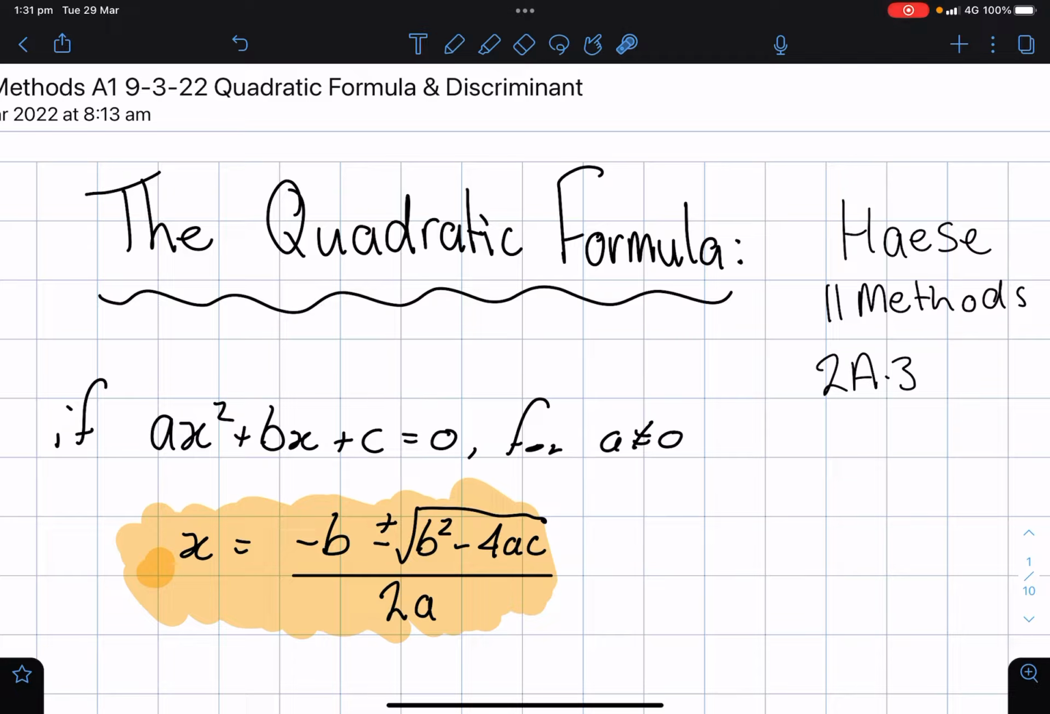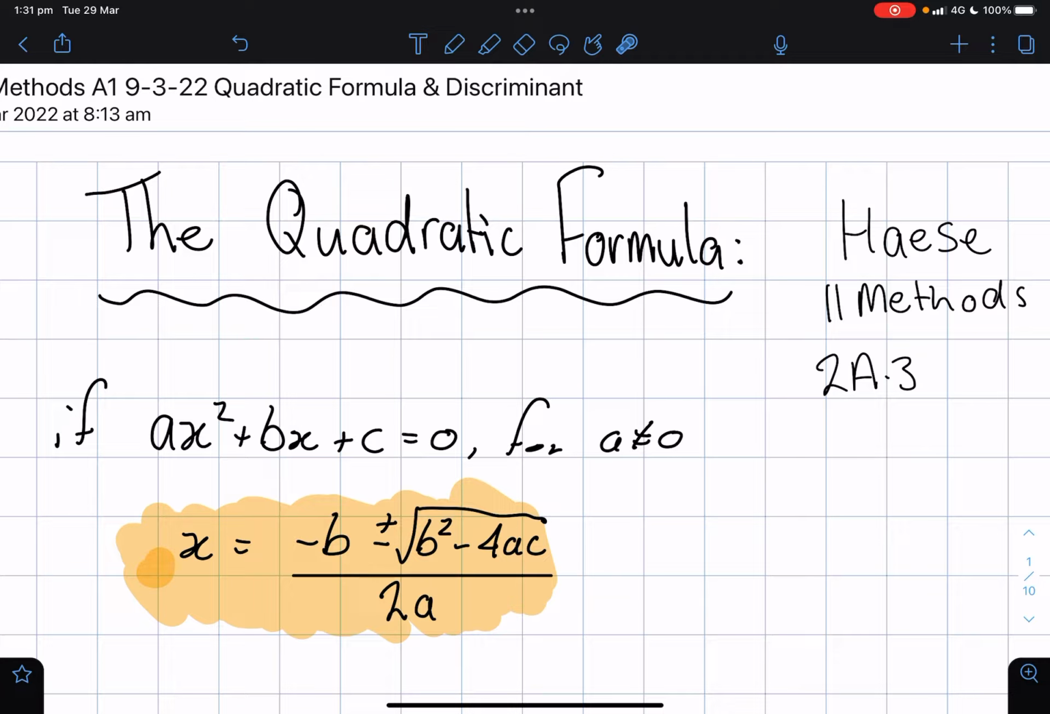So if we have a general quadratic, ax squared plus bx plus c, which is equal to 0 for all a not equal to 0, then the roots of our equation, x, will equal negative b plus or minus the square root of b squared, take 4ac, all over 2a.